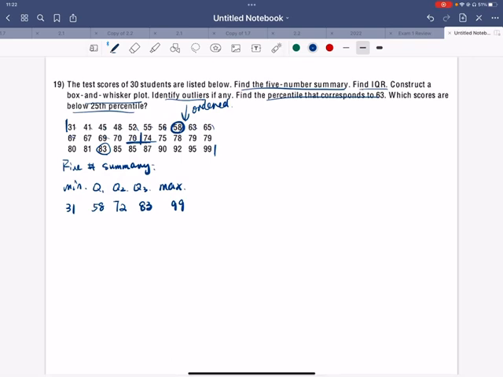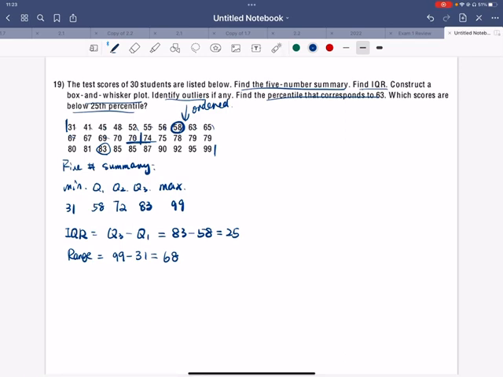Here goes the 5-number summary. Now, interquartile range is Q3 minus Q1. So we have 83, take away 58, that's 25. So interquartile range will be 25. If I ask you range, that will be maximum minus minimum, so it will be 68. Okay, interquartile range and range.